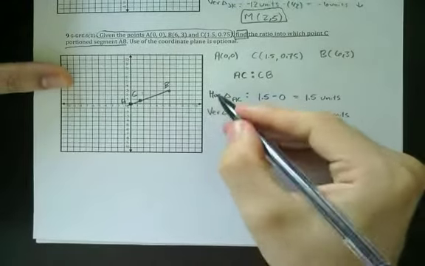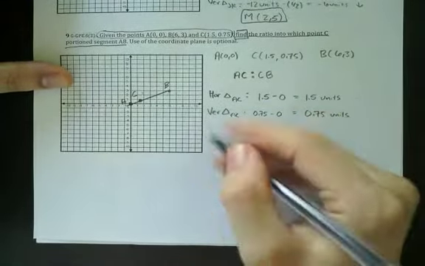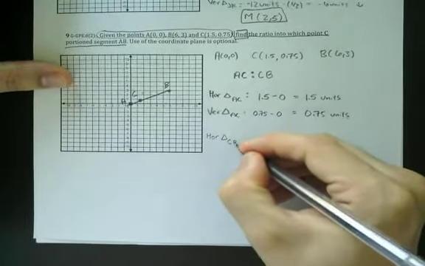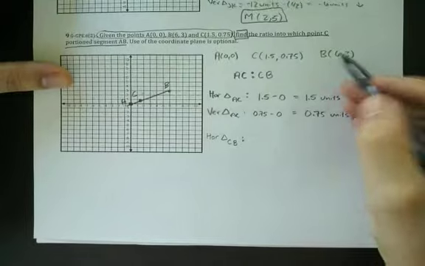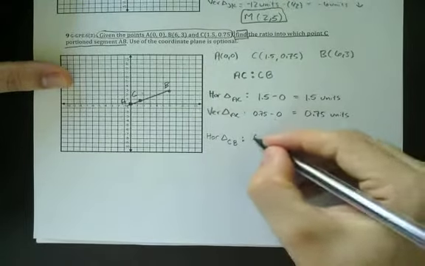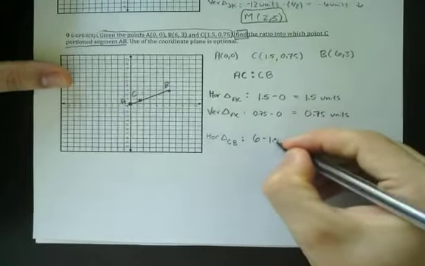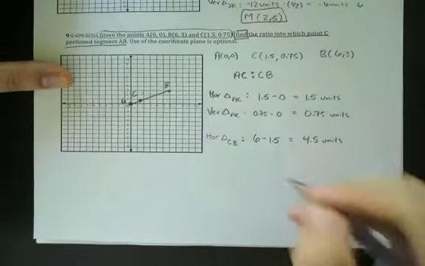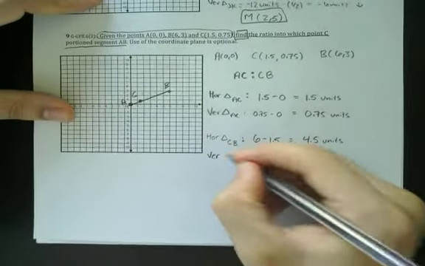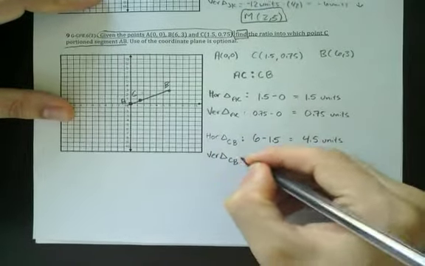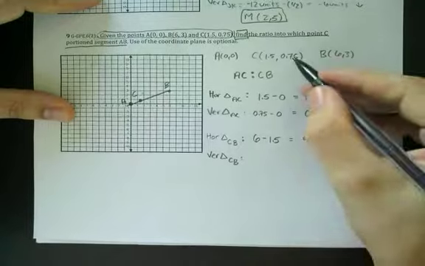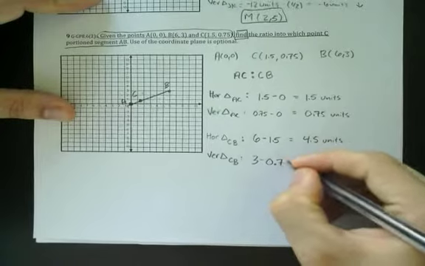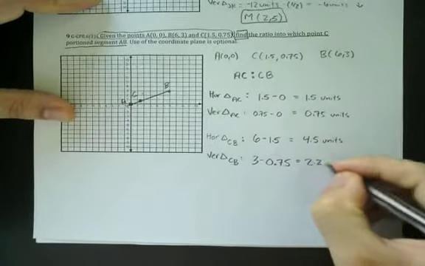And I'm going to do the same thing for points C and B. So the horizontal change from point C to B, in this case I'm going to use the x-coordinates of B and C. So this is going to be 6 minus 1.5, which is 4.5 units. And the vertical change from C to B is going to be 3 minus 0.75, which is a total of 2.25 units.